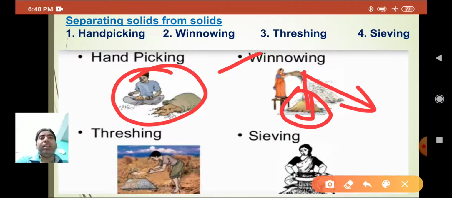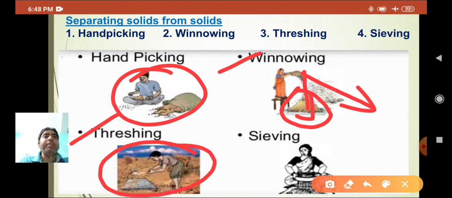The next one is threshing. What is threshing? Threshing is the process of separating grains from the stalk by beating them on the ground. You can see here this person is beating the crop on the ground. It can be done manually: a farmer holds a pile of crop in his hand and hits it on a rock or any hard surface, and during this process the grains separate from the stalk. Threshing can also be done by a machine. The name of the machine is thresher.